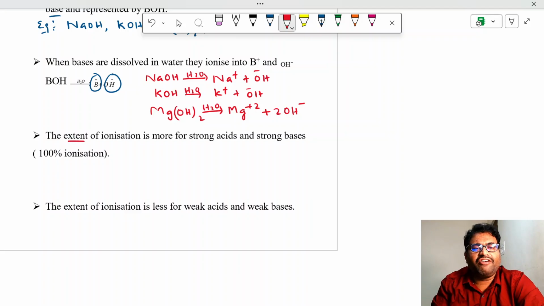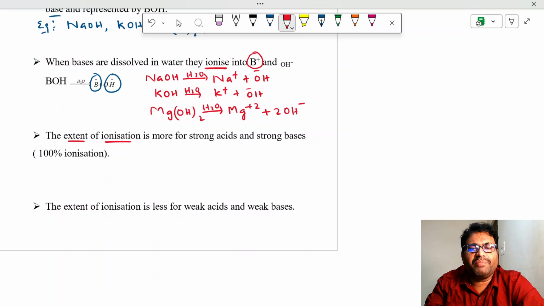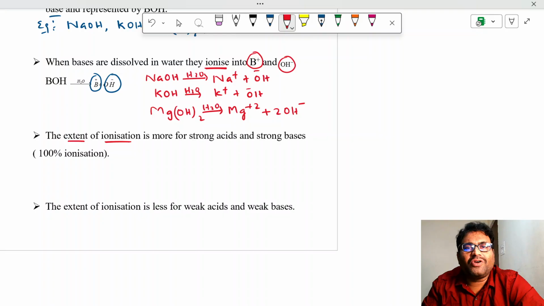Here, the extent of ionization: they are ionizing into B plus and OH minus. This is the process of ionization. Why are we calling it ionization? Because they are producing ions. When they are dissolved in a particular solvent, they are releasing ions. So that process is called ionization.